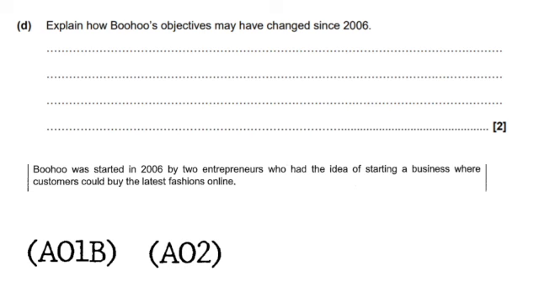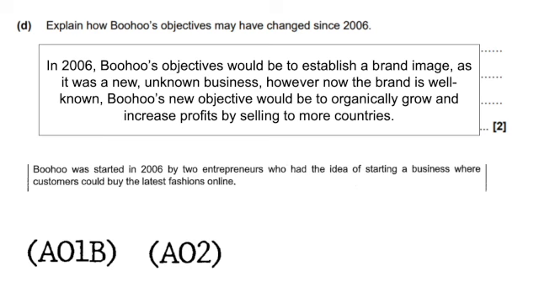But now, based on the question that I've just done, they're looking to organically grow. And they're obviously looking to increase sales. So I can use my answer to the question I previously did to actually help me with this answer as well. So my answer is, in 2006, Boohoo's objectives would be to establish a brand image as it was a new, unknown business.